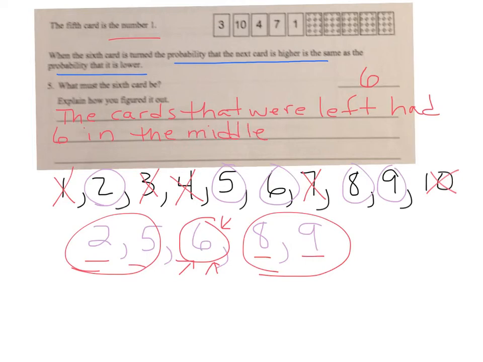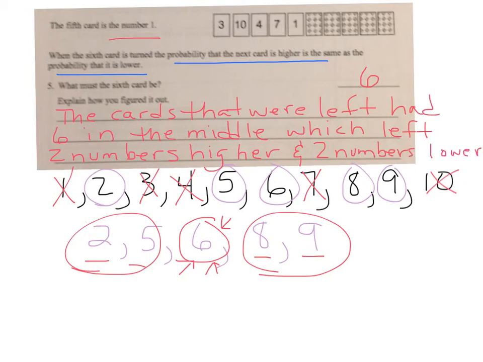which left 2 numbers higher and 2 numbers lower. Make sense? All right, I think we did it. Let's go ahead and see how we did on the rubric.